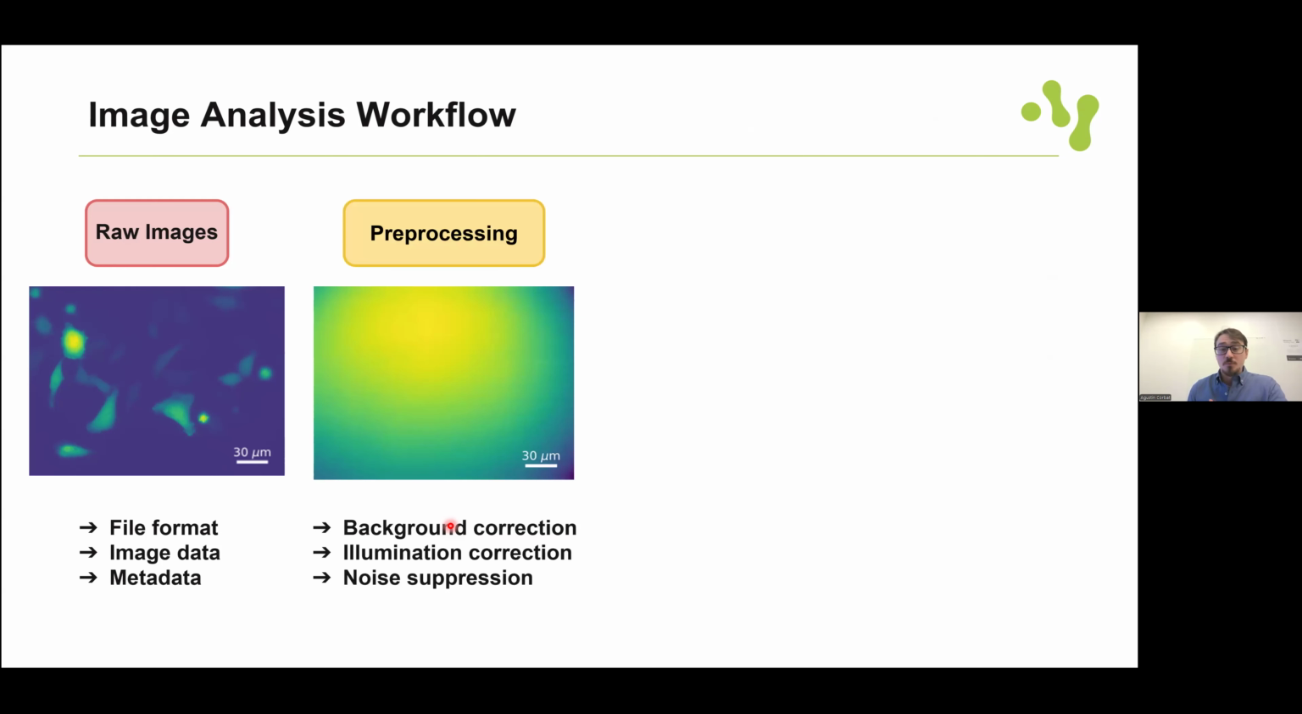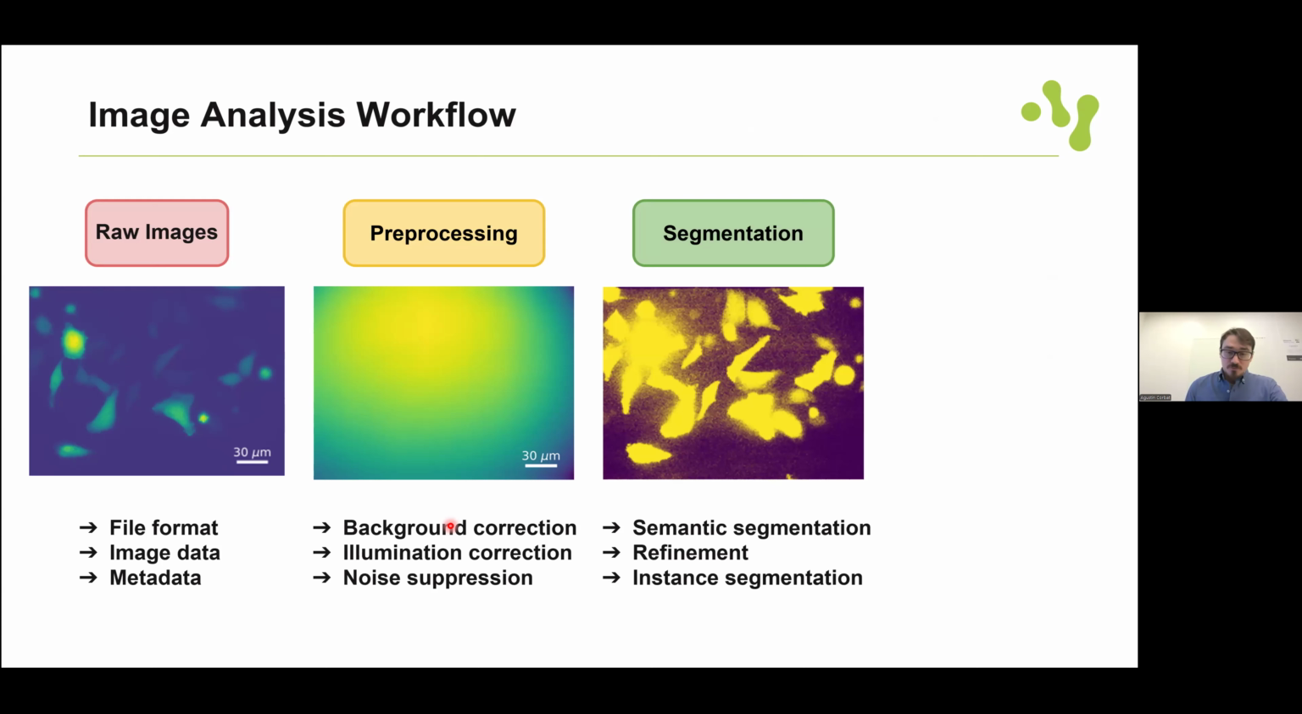The next step is called pre-processing. It can include several steps of correction, such as background correction, illumination correction, maybe noise suppression of the images. Then comes the tricky part, and segmentation is about dividing the image into different regions, the ones that correspond to the objects of interest, and the one that corresponds to background pixels. This is usually very tricky and often appears in many image analysis workflows.